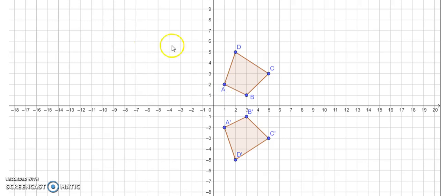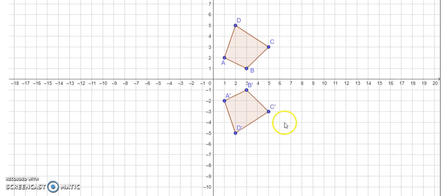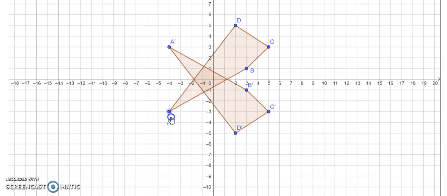So if I drag, for example, come up here, go back to my move tool. If I drag A, oh, I grabbed the label. If I drag A, I can see that my distance now is 4 above the x-axis, so A prime is 4 below the x-axis. Say I cross over the axis, look what happens. It still will reflect across the x-axis. Here I've gone below the x-axis, so its image goes 3 above the x-axis.